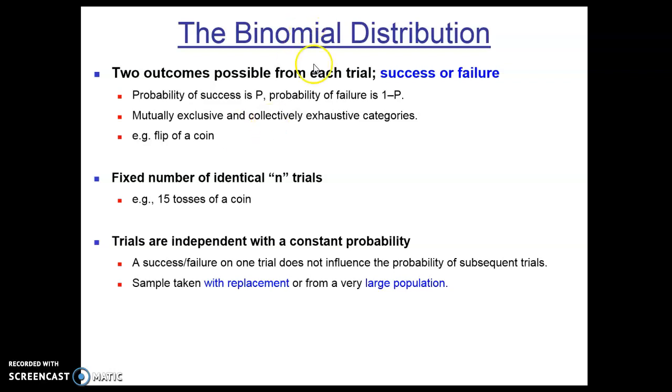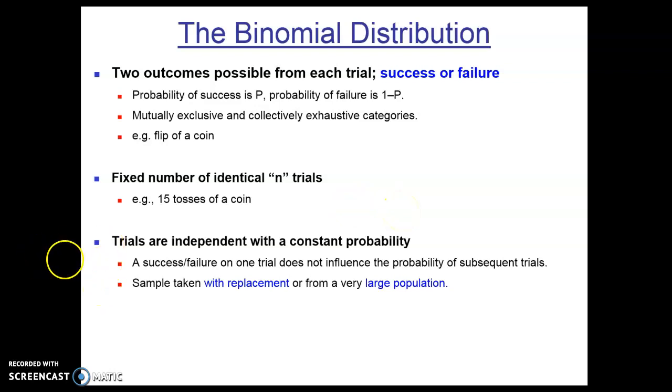sample space. The second thing that's important for the binomial distribution is a fixed number of n trials. And think of n in most studies as your sample. So if you have a sample of 30, then n would be 30. If we look at coins, we might flip a coin 15 times. So n would be 15. The key here is it must be a fixed n.